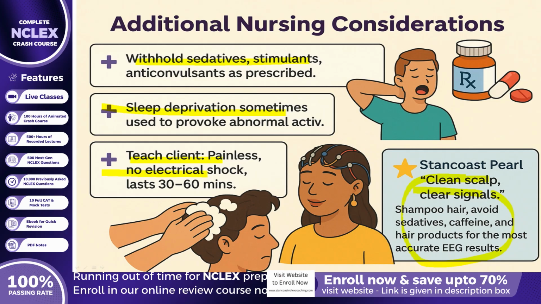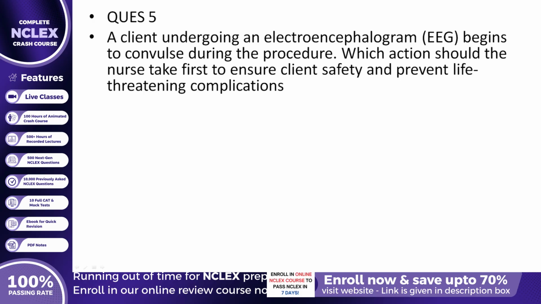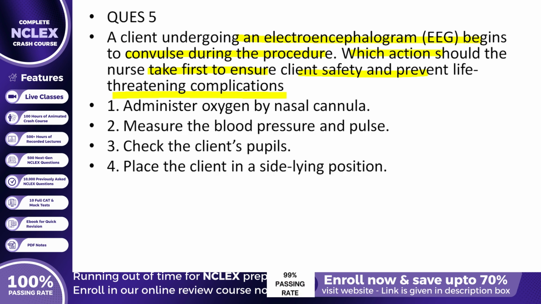Let us now shift into a critical safety scenario that often appears on the NCLEX and requires sharp prioritization skills. Imagine a client undergoing an electroencephalogram who suddenly begins to convulse during the procedure. The nurse must immediately determine the first action to ensure client safety and prevent complications. The options provided are: administer oxygen by nasal cannula, measure the blood pressure and pulse, check the client's pupils, or place the client in a side-lying position.